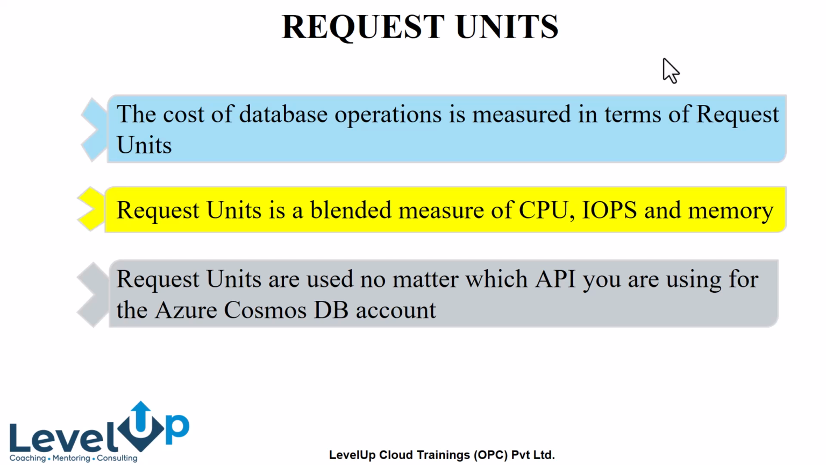Actually, you can see the amount of request units that are used for that particular operation. So when we create a Cosmos DB and run a simple query, we can see how many RUs it has consumed. That is how the costing on Cosmos DB is charged.